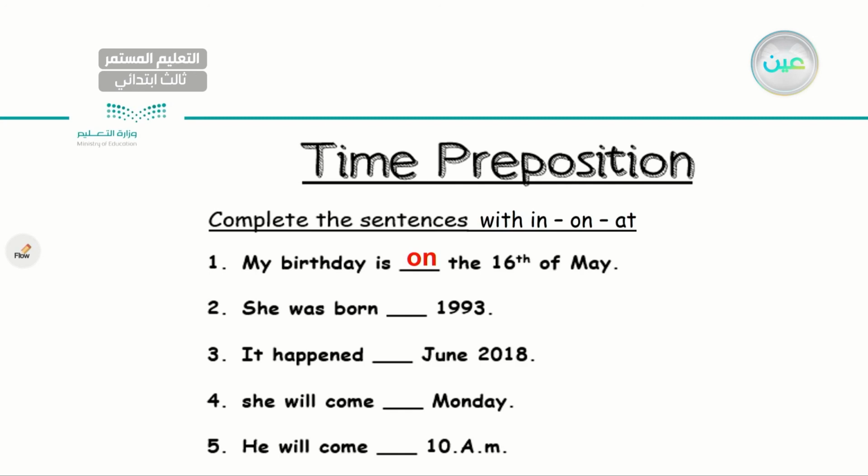Number 2. She was born in a year 1993. Very good. With a year. Number 3. It happened June 2018. So here I have a month. In. Very good. In June. Number 4. She will come Monday. I have a day here, so I will be using on Monday. Number 5. He will come 10 a.m. The answer is he will come at 10 a.m. Very good, my dear student.